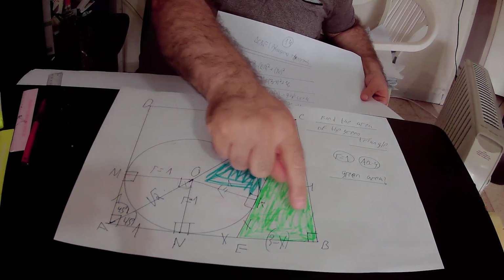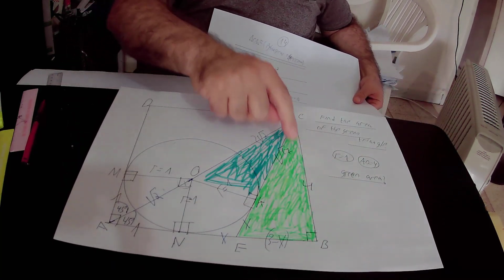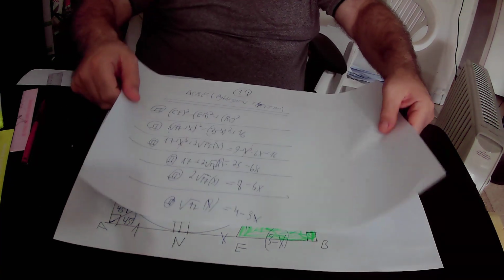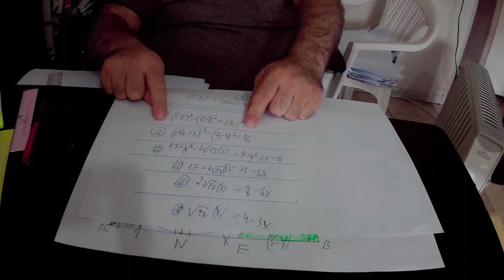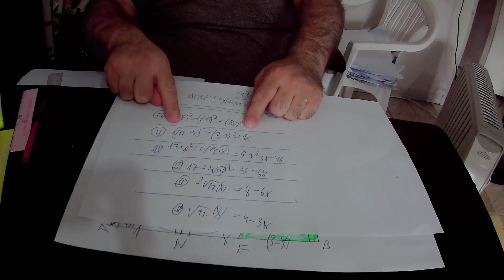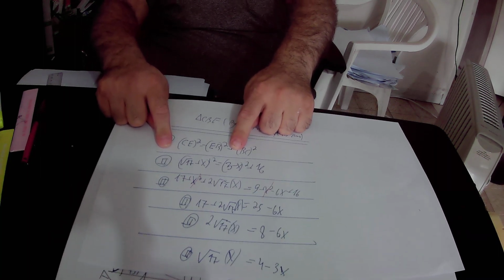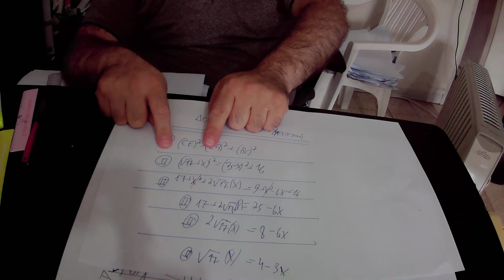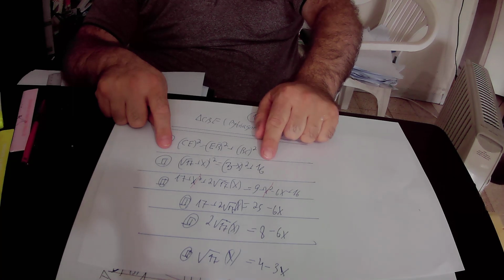EB equals 3 minus X, so EB squared will be equal to (3 minus X) squared, plus BC equals 4 units, so BC squared will be equal to 4 squared. 4 squared is 16. Okay, so we got (square root of 17 plus X) squared equals (3 minus X) squared plus 16. We open the brackets on both sides of this equation, equation number 2, and we got 17 plus X squared plus 2 times square root of 17 times X on the left, and 9 plus X squared minus 6X plus 16 on the right.